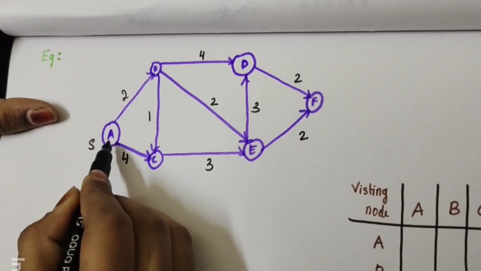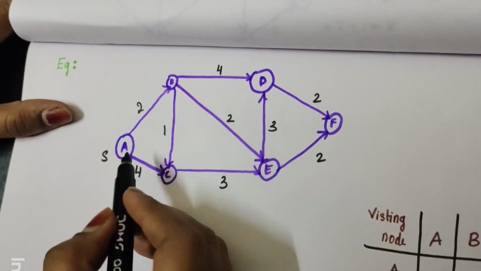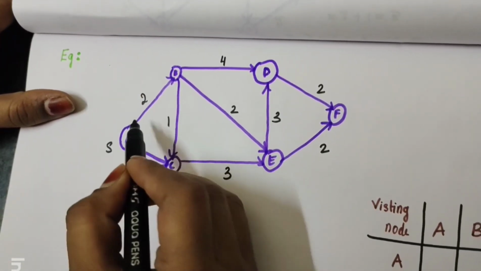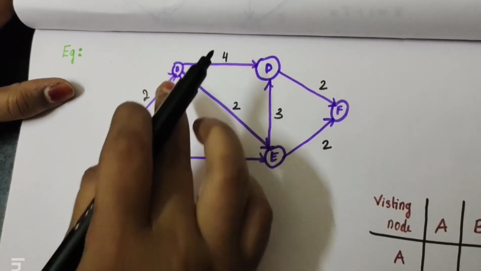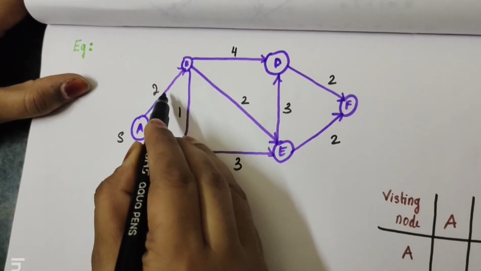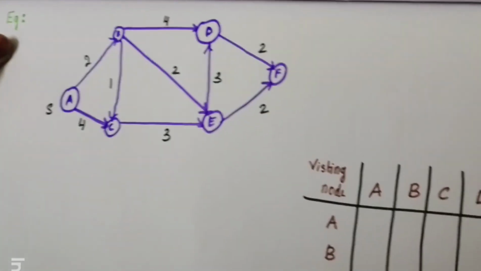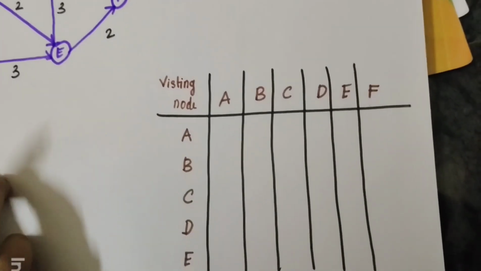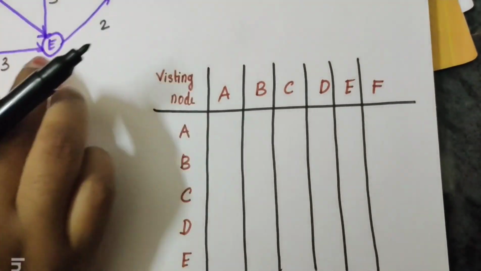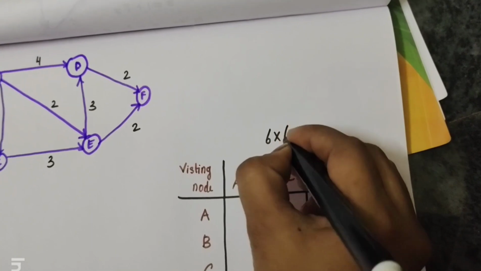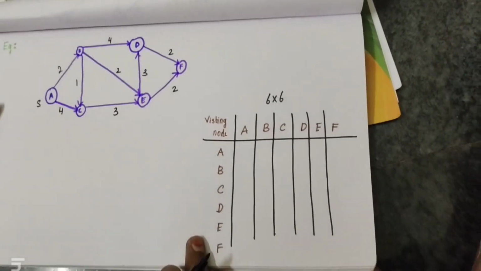I'll consider A to be the starting node, and from A we have to see the adjacent vertices to which A is pointing outwards. We see B and C are the adjacent vertices, and since weights have been given, we are going to use them. I have taken a tabular column of the given vertices. There are 6 vertices in this graph, so I have taken a 6 cross 6 matrix tabular column.